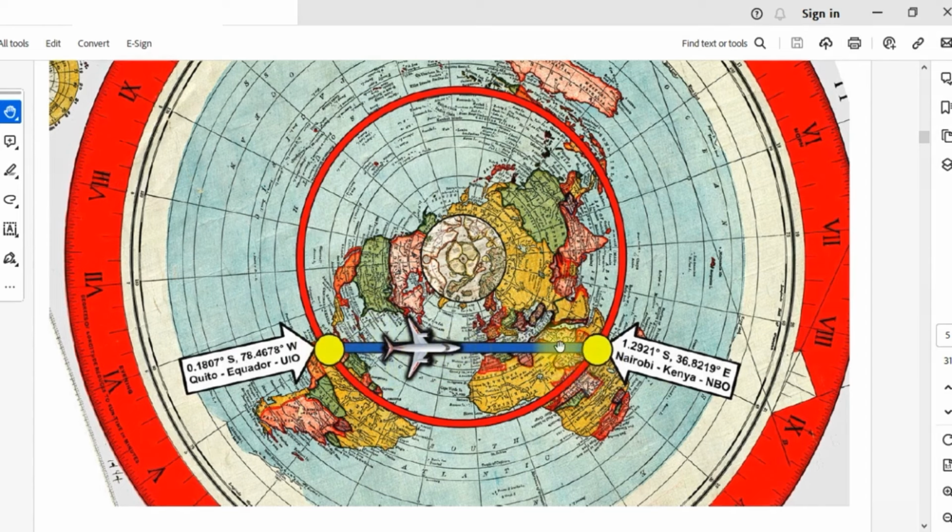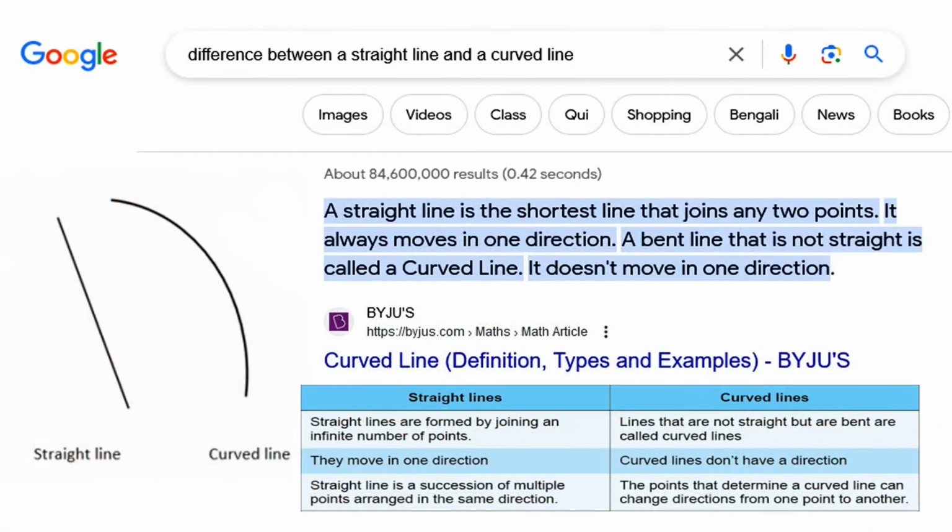That's all what it is, and it's a straight line, not a curved line. And nobody claims that is a curved line. We demonstrate on a globe.